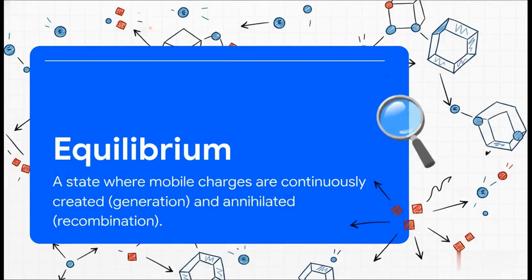Think of it like this. You have these mobile charges, right? Electrons and their opposites, called holes, which are just empty spots where an electron could be. They're constantly just popping into existence out of nowhere. That's generation. And then, almost as fast, they find each other and, poof, they disappear.